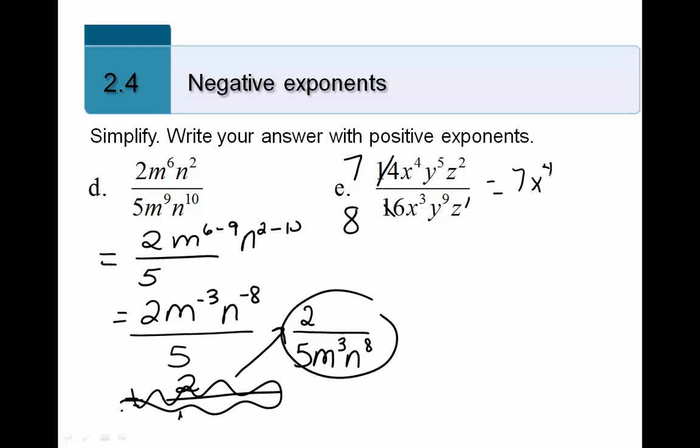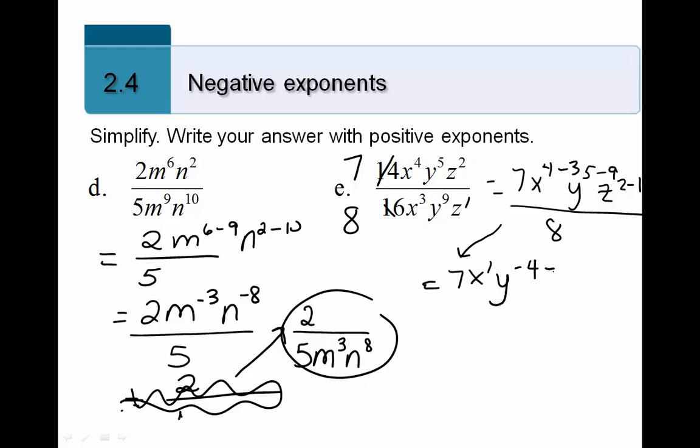7x to the 4 minus 3, y to the 5 minus 9, z to the 2 minus 1, all over 8. So this will equal 7 x to the 1st, y to the negative 4th, z to the 1st, over 8. Look for your negative exponents. It looks like the y, we need to take the reciprocal of y, which is 1 over y. That's forcing it to the bottom. So we will have 7xz, we don't need to put the 1's on the exponents, over 8y to the 4th.